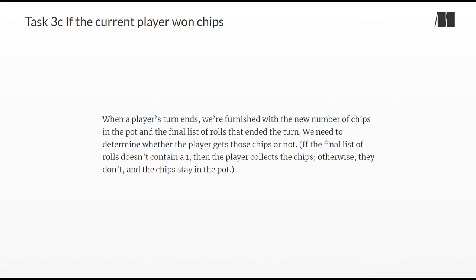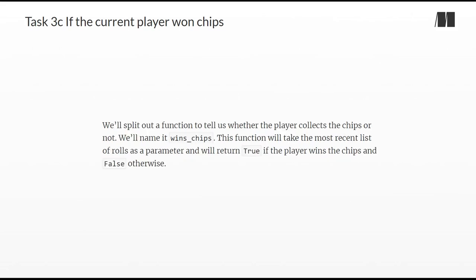We need to determine whether the player gets those chips or not. If the final list of rolls doesn't contain a 1, then the player collects the chips. Otherwise they don't, and the chips stay in the pot. We'll split out a function to tell us whether the player collects the chips or not. We'll name it wins chips. This function will take the most recent list of rolls as a parameter and will return true if the player wins the chips and false otherwise.